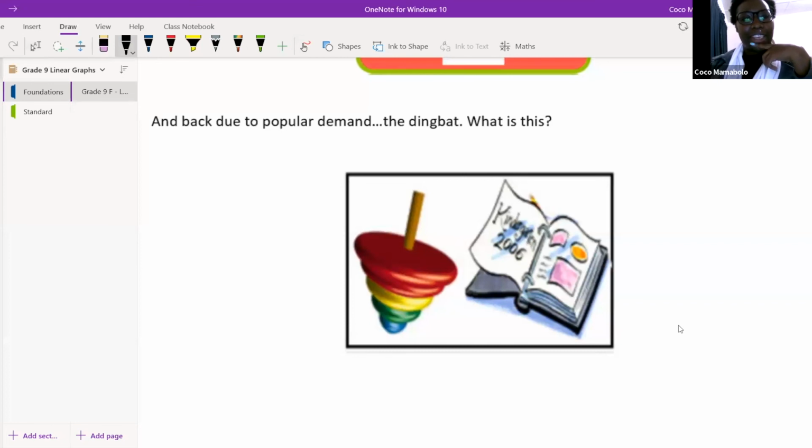let me see if I can think of something. This one is quite difficult. I'll give you guys a hint. This one is a movie. But let me see if I can think of another example. The rainbow thingy is a spin top. It's a spin top. Okay, like a toy that you play with. It's called a spin top.